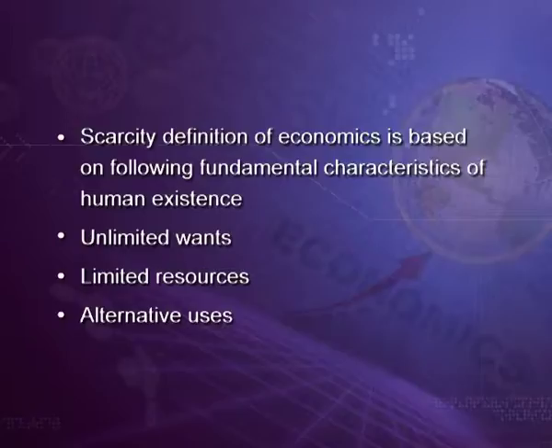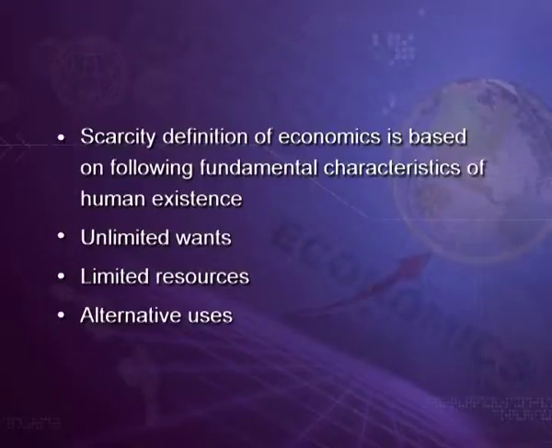The second point is limited resources. Obviously, we know that the means to satisfy these wants are limited. For example, if you get pocket money of 500 rupees per month, that means these 500 rupees are limited. You have to satisfy your unlimited wants by using these limited 500 rupees.